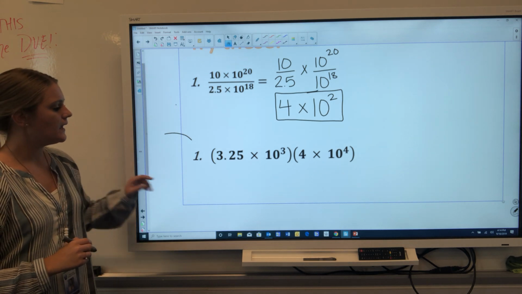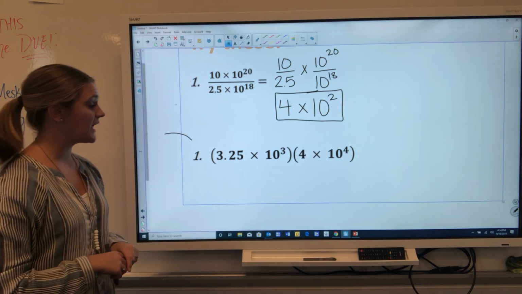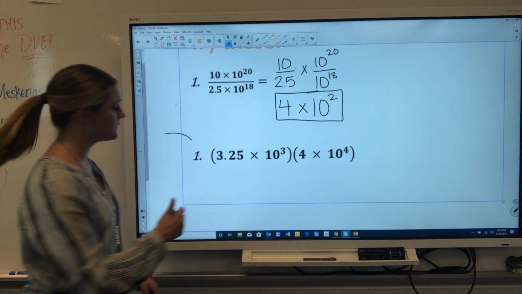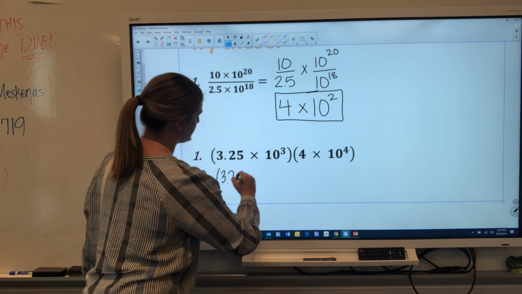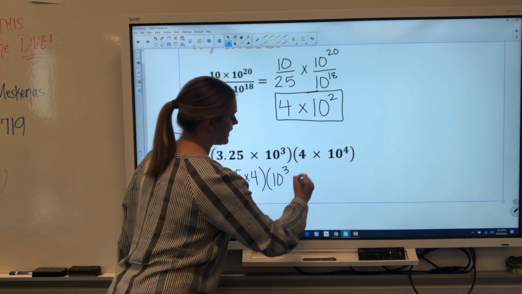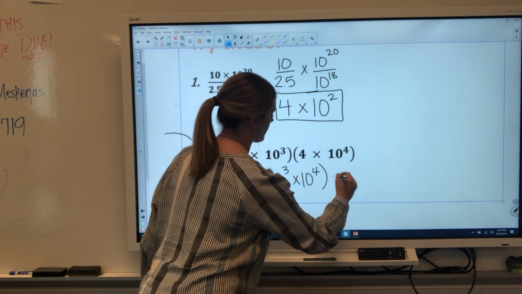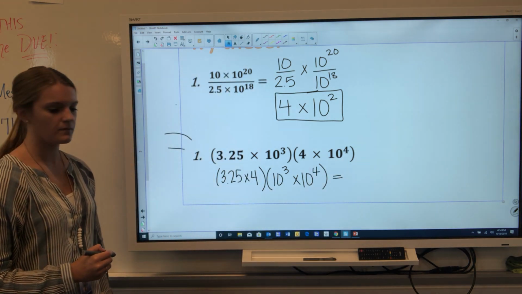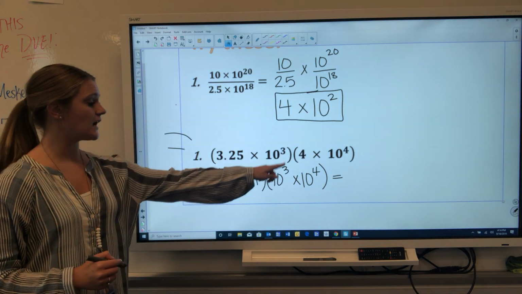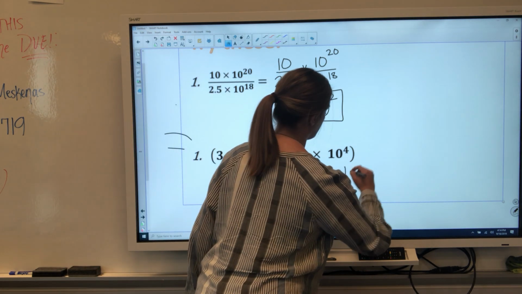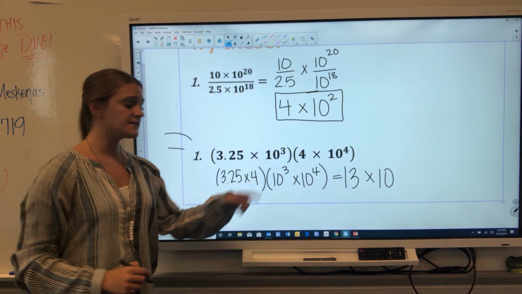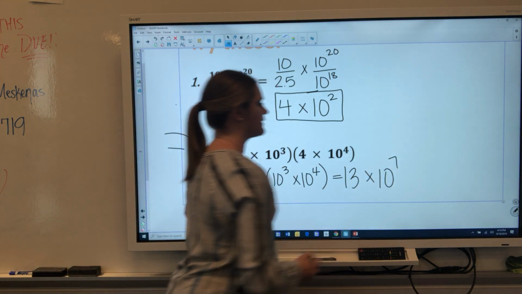Pause it, write that down, and let's try this multiplication. All right, we want to rewrite it with our coefficients being multiplied together. So we're going to have 3 and 25/100 times 4, and then 10 cubed times 10 to the 4th power. All right. So 3 25/100 times 4 would give us 13. And our product rule, we'd add these exponents to get 10 to the power of 7.